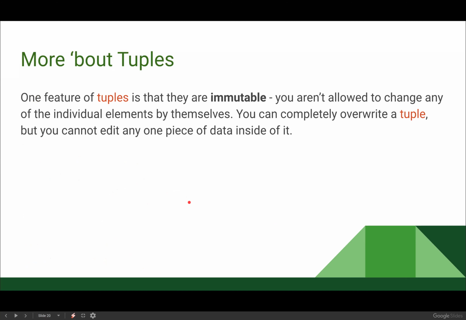So one feature of tuples is that they are immutable. You cannot change individual elements by themselves. You can completely overwrite tuples, but you can't edit a single piece of information from inside of them. Next class, we'll talk about a data structure that does let you overwrite individual pieces of information. But for right now, with tuples, you cannot change individual positions.